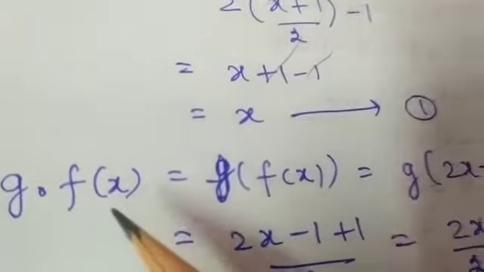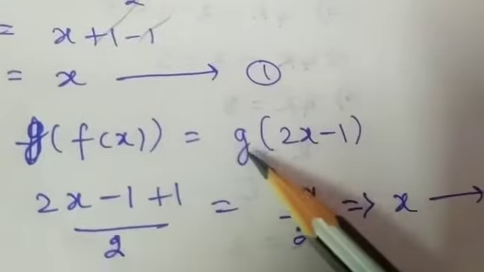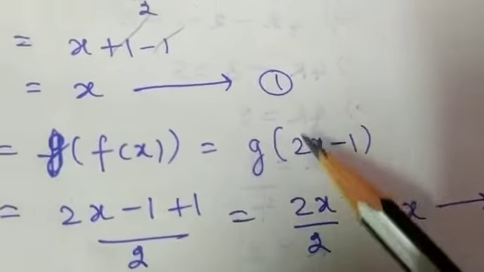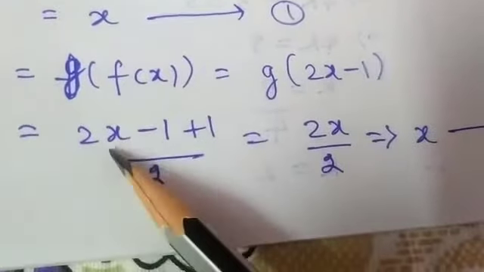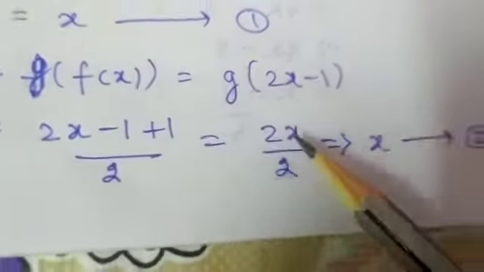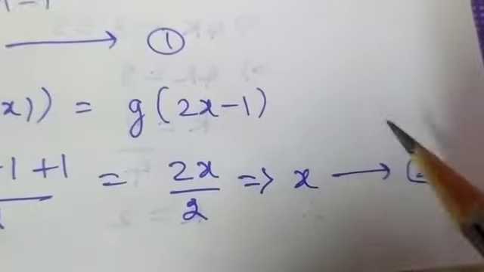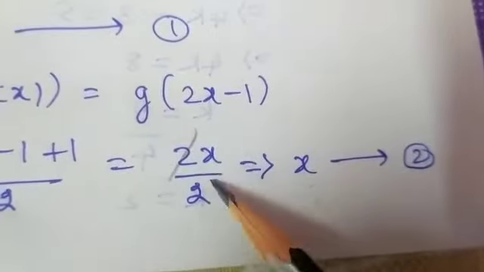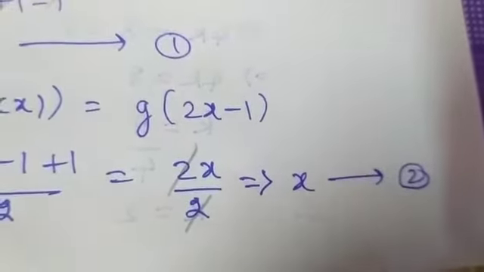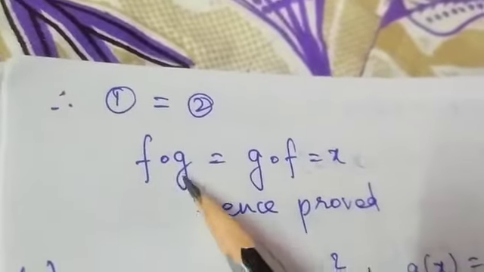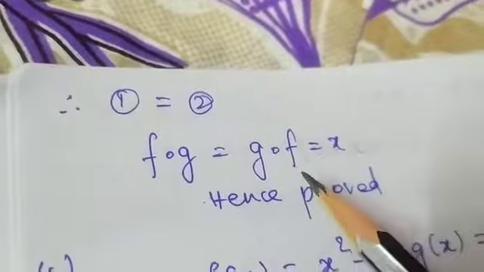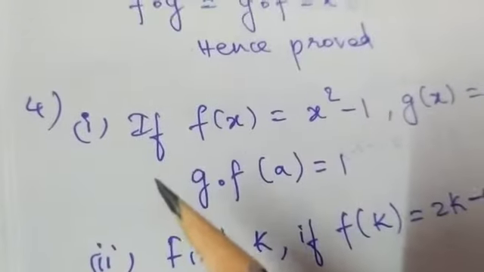Then (g∘f)(x) = g(f(x)), that is equal to g of, the f(x) value here. Then I'll put this value in g(x), that is (2x - 1 + 1)/2, that is equal to 2x/2, that is equal to x. When I cut this, it will get cancelled, that is equal to x, and this is my second equation. And therefore 1 equals 2 and f∘g = g∘f = x, so hence proved.